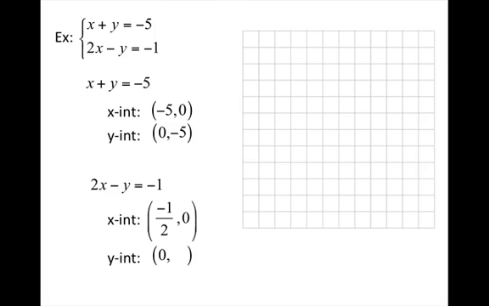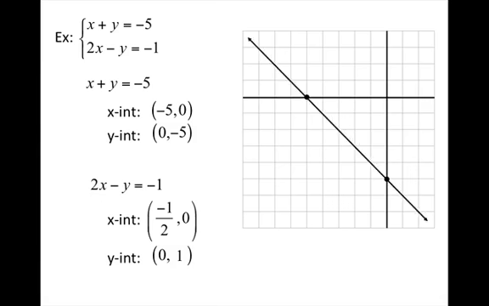Next, for the y-intercept, let x be 0. So I would have 2 times 0, or just 0. So I'm left with negative y equals negative 1. If I divide each side by negative 1, I get y equals 1. So plot these intercepts. For the first line, I had the points 0, negative 5, and negative 5, 0. For the second line, I had negative 1/2, 0, and 0, 1.